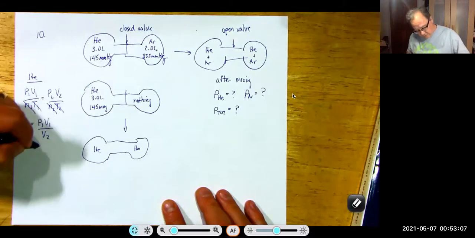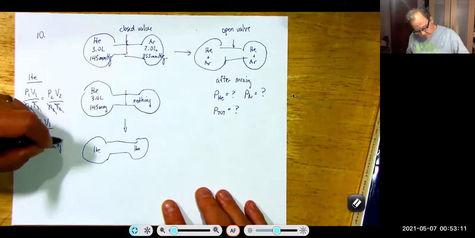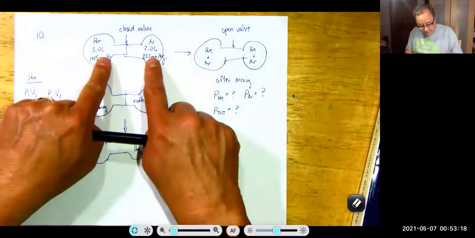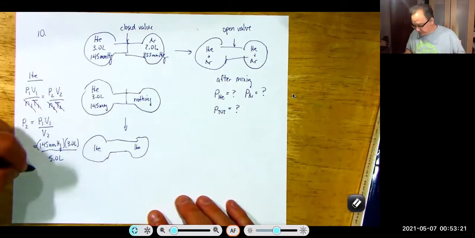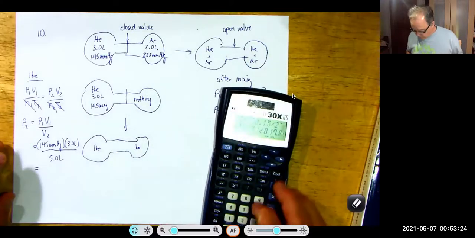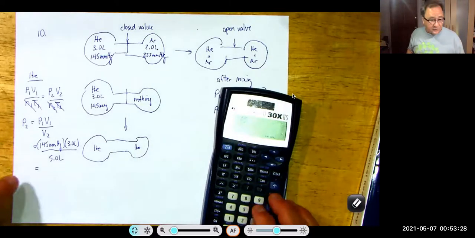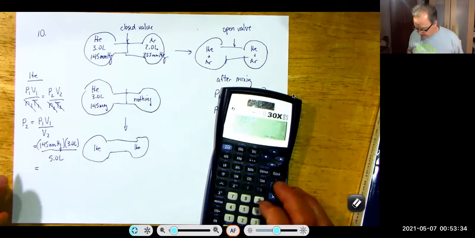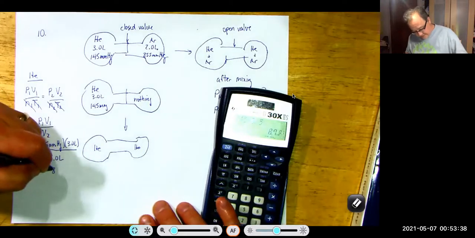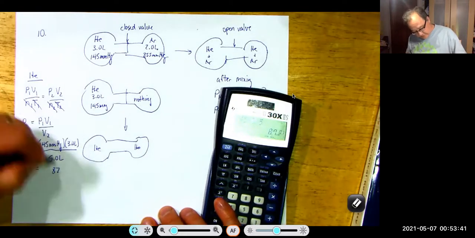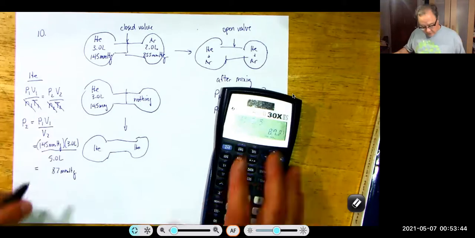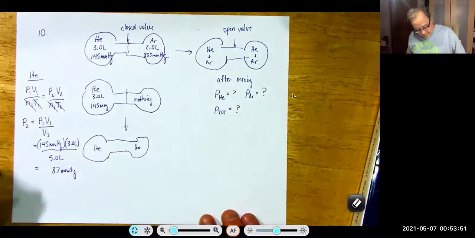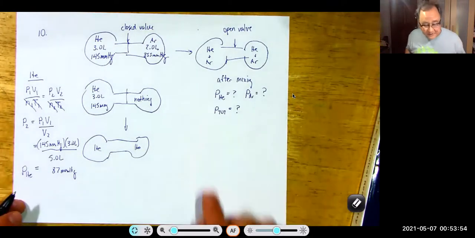Now P1 is 145 millimeters of mercury. V1 is 3.0 liters, and V2 is the sum of these two volumes, which is 5.0 liters. So let's see what we get here. 145 times 3 over 5 should put this close to 100 or a little less, right? Okay, times 3 and divided by 5, and we get 87 millimeters of mercury. So that's what would happen to the helium if we just let it spread out. Its overall pressure would be 87. Well, that happens to be the answer to the partial pressure of helium.